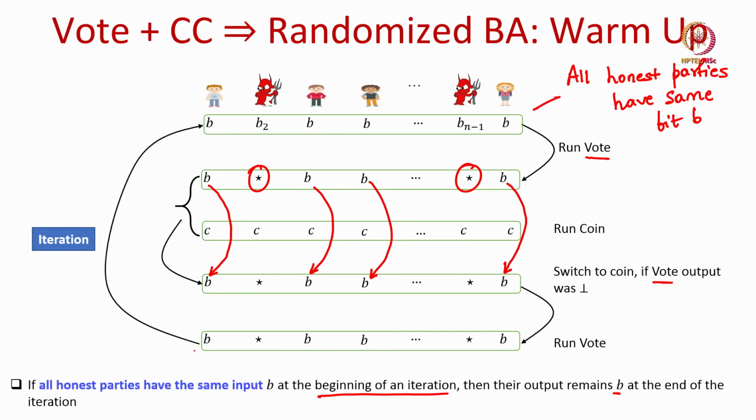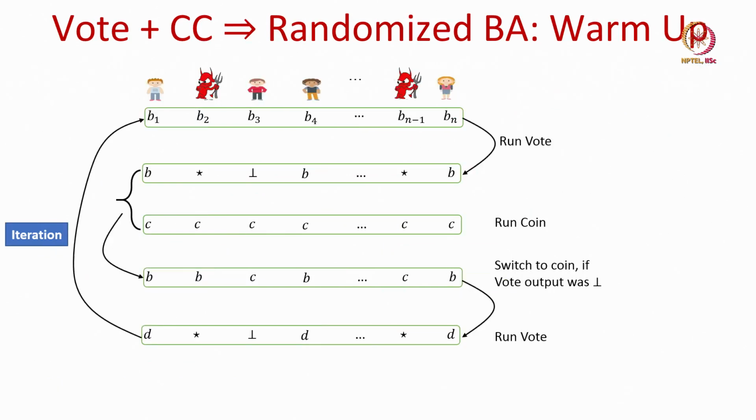And this keeps on happening in every iteration. So, this shows basically that if we reach an iteration where at the beginning of that iteration all the honest parties have the same input, agreement has been achieved, then that agreement is never disturbed, irrespective of the number of times we run this framework. Okay, that is the first observation.